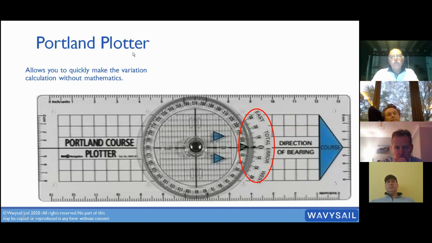A Portland plotter makes it easy for you. It actually puts it there for you. So you can just put your variation there and it'll add and subtract it. You don't need mathematics to do it with a Portland plotter.